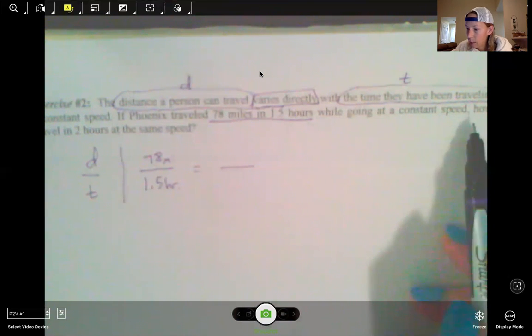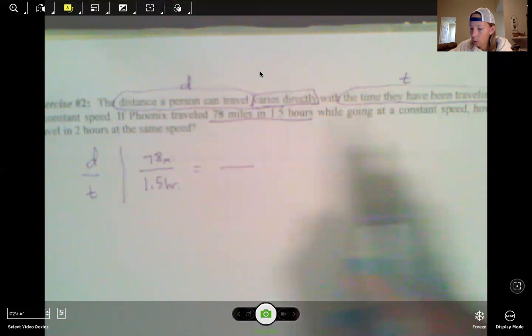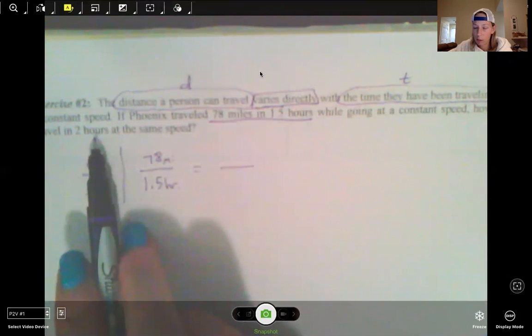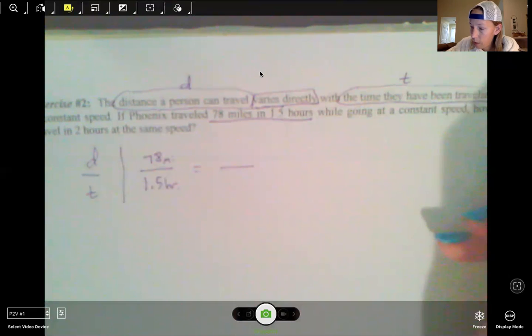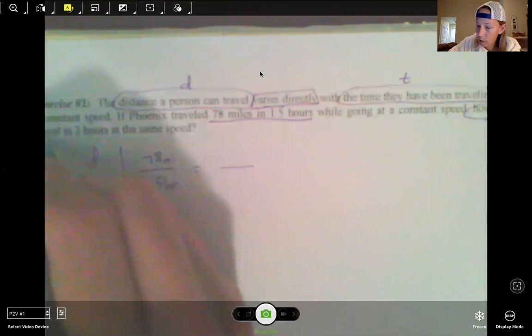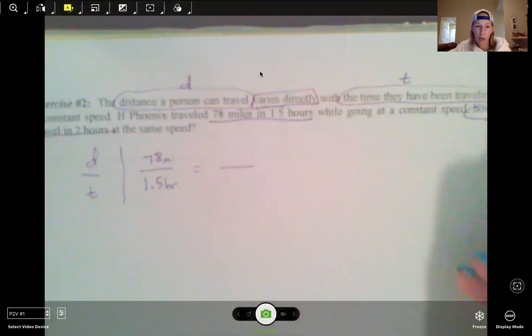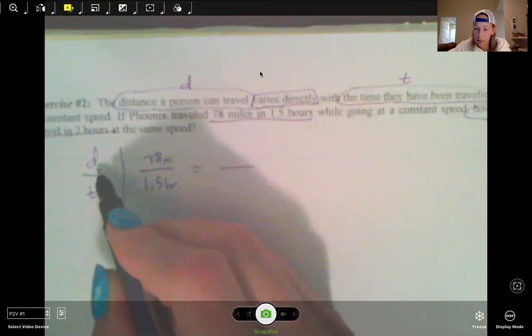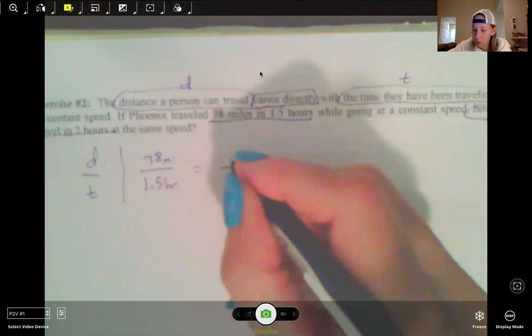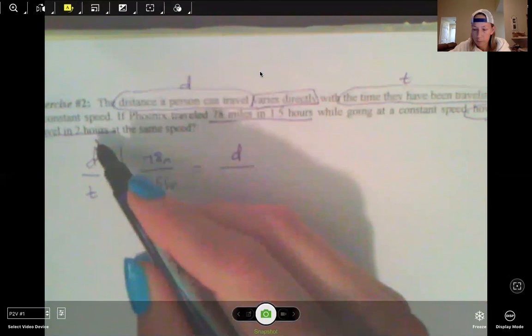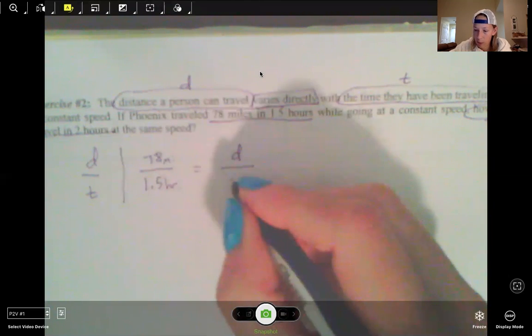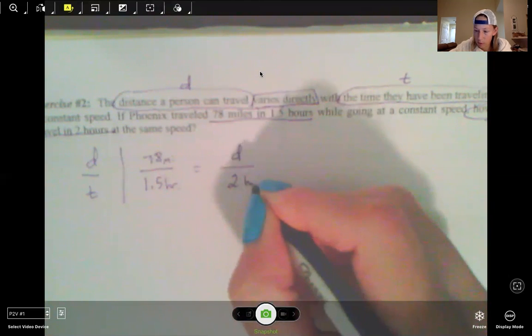And then it says, how far will he travel in 2 hours? Okay, so how far will he travel in 2 hours? Well, the question how far is asking the question of distance. So that's what we don't know, but they give us the time that they want to know it in. So 2 hours goes down here.